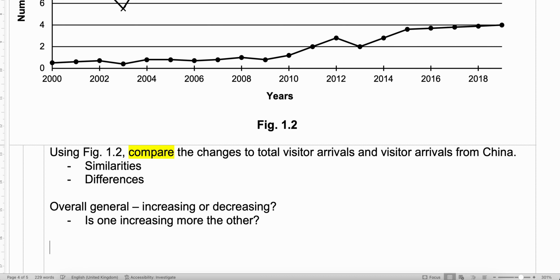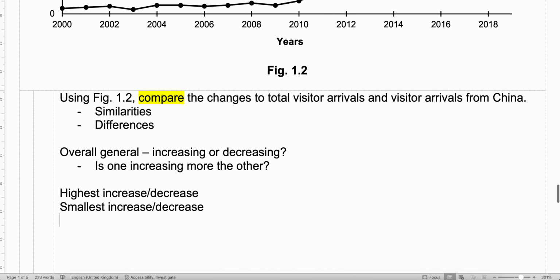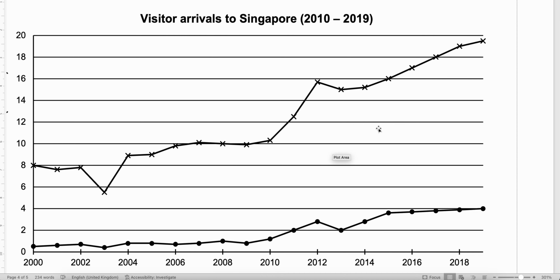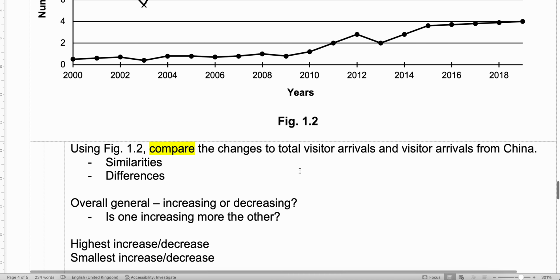You can talk about, let's say, the highest growth, okay, a highest increase or decrease, or the smallest increase or decrease. You can compare, are they the same years, okay, or are they the same amount? Or you can even talk about how the trends are different in specific parts. Okay, so for example, one increases while the other decreases. Okay, so these are multiple things you can talk about. Pick and choose what's relevant. Okay, but don't forget the overall before you zoom into the specific parts and patterns.